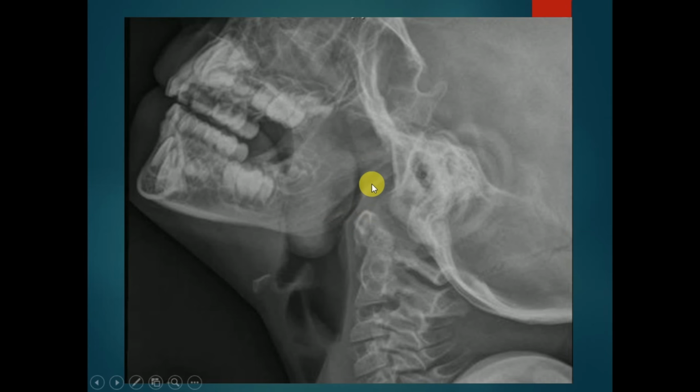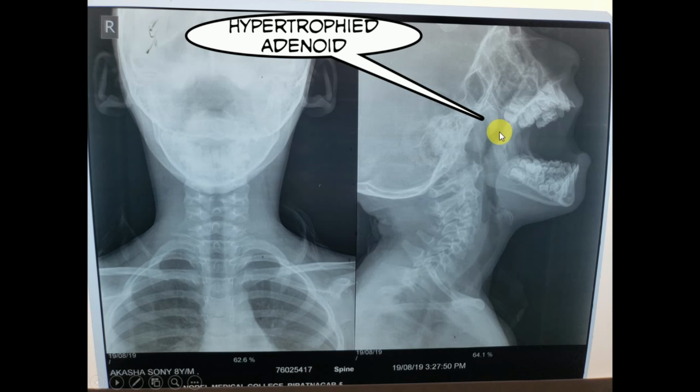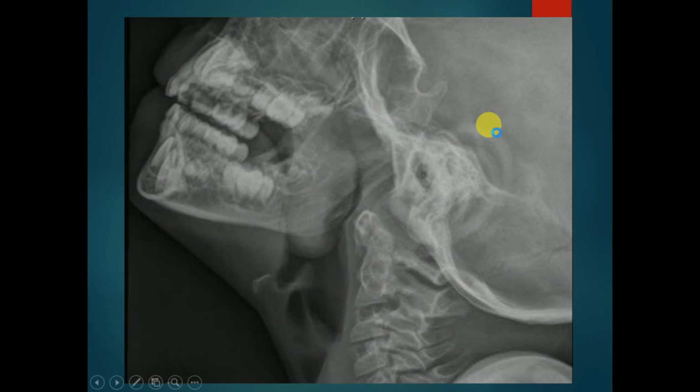If the air shadow is present in front of the mass, then this is adenoid hypertrophy. But if the air shadow is present between the mass and the skull base, then this is antrochoanal polyp. Antrochoanal polyp arises from the maxillary sinus, then it goes posteriorly into the choana and into the nasopharynx.